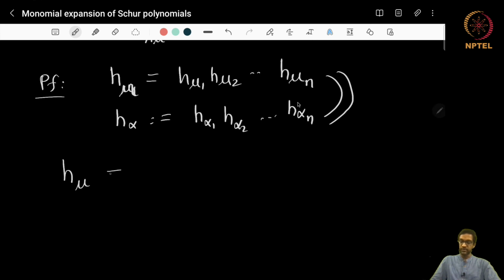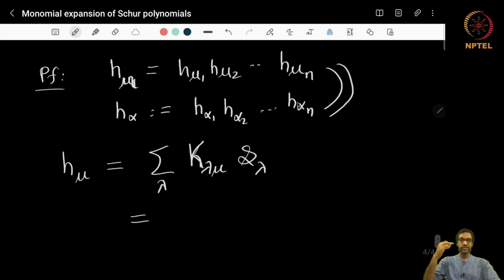observe, if you attempted to write h mu as a sum of my Schur functions, so here let me change this to lambda, then this is K lambda mu times s lambda, summed over lambda. This is sort of how I got the K.